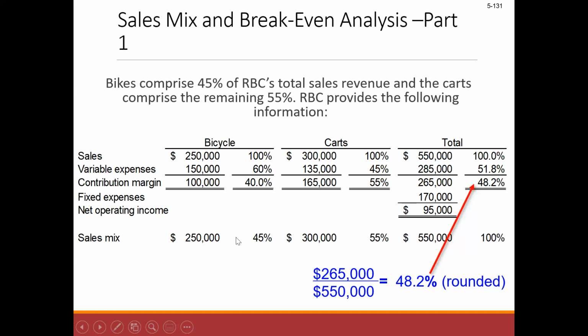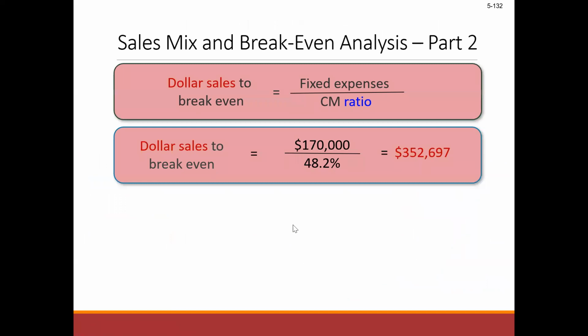RBC provides the following information. So we've got our sales mix, carts are selling more, bicycles 250, carts 300, which totals our costs. We're doing the same thing. We just have to add different products together to come up with our figures.